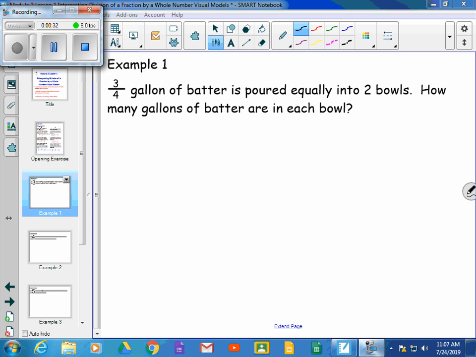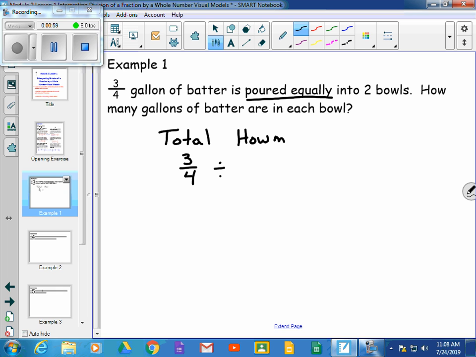Now, division follows this pattern here. The first number usually represents the total amount that we have. And in this problem, we have 3/4 of a gallon of batter. We know that we're going to be dividing because it says poured equally. To divide means put something into equal groups, which tells us what our second number is, which is how many. This number is going to represent how many groups, which is 2 bowls.